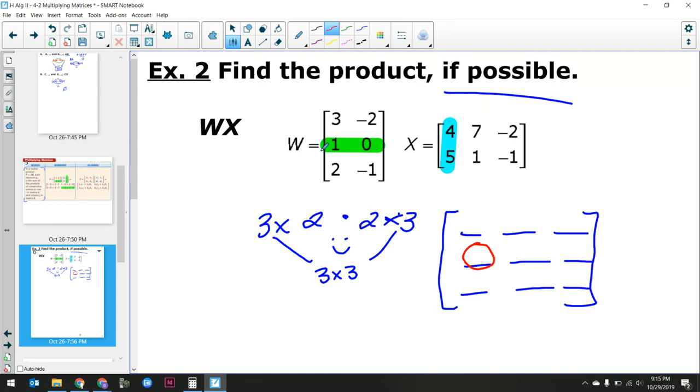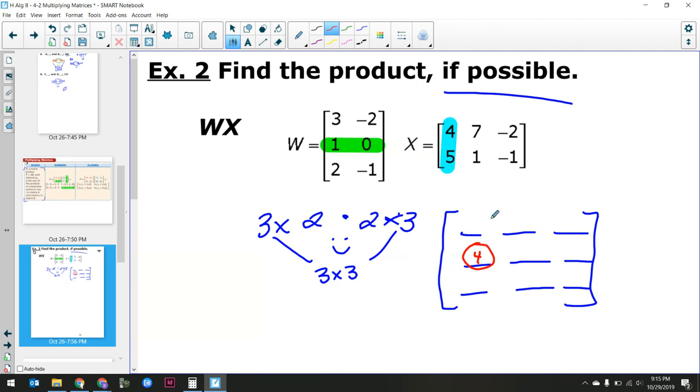Now I'm going to multiply corresponding entries. 1 times 4 is 4. 0 times 5 is 0. So it's 4 plus 0.